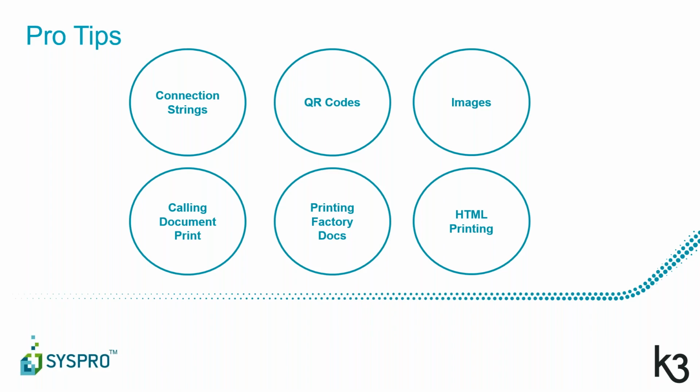And I want to show you a few little tips around calling document print programs with parameters, and how you can use things like the hyperlinks and exceptions that we explored previously to do that. And I want to show you a few nifty ways around printing factory docs, and finally an alternative way to print or send emails to your suppliers or customers through the form of HTML. So you can avoid using Crystal altogether. I'll show you how you can do it alternatively.